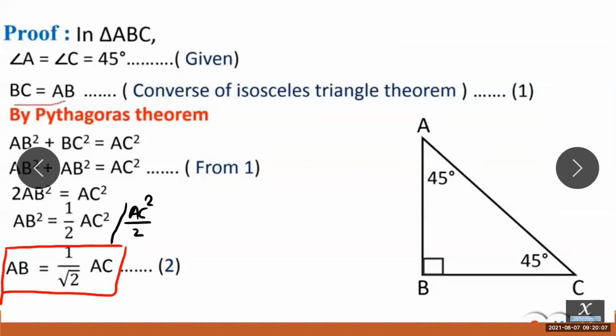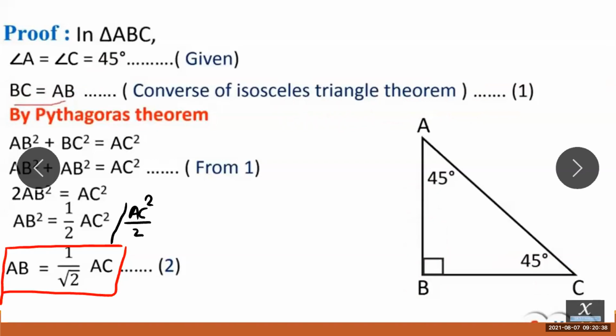Okay, students. So angle A and angle C are of the same measurement, so their opposite sides will also be equal. Angle A's opposite side is BC and angle C's opposite side is AB. So AB will be equal to BC, as the converse of the isosceles triangle theorem.